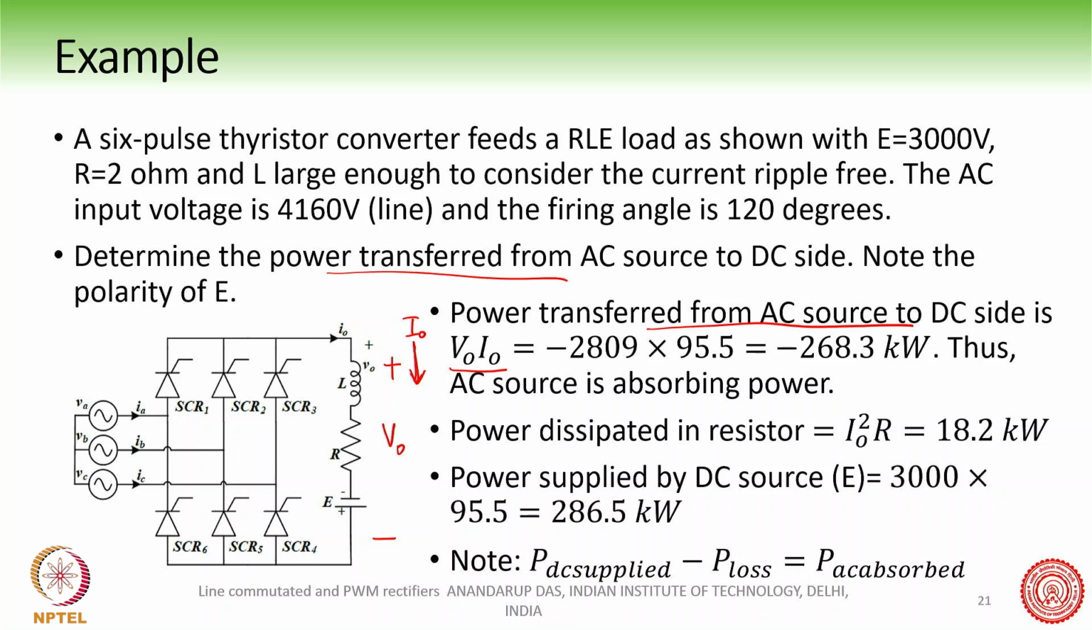What is the magnitude of the power? Minus 2809 into 95.5. We have found out in the previous slide that V0 is minus 2809, so this comes out to be minus 268.3 kilowatt. Now since this power is negative, the output is not absorbing power, actually it is delivering power.